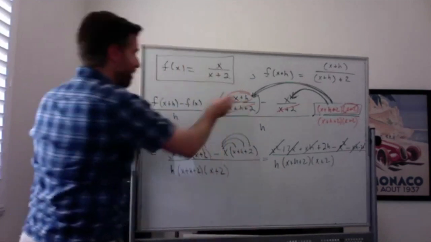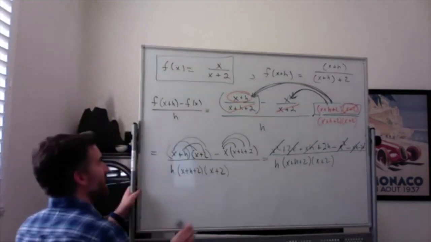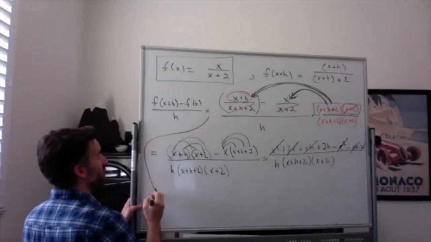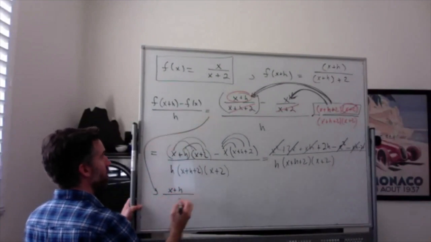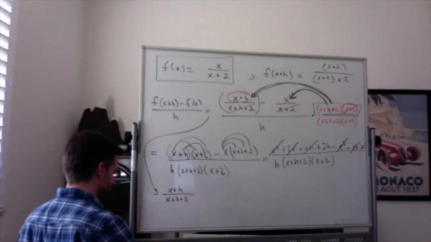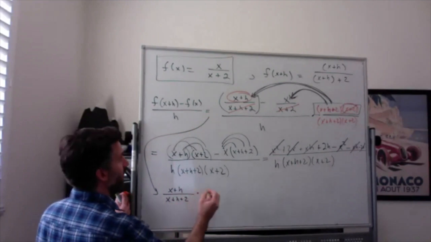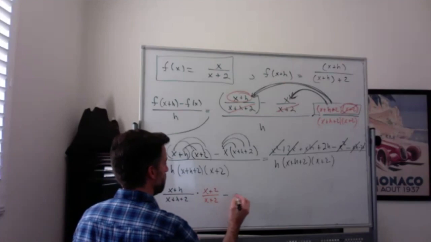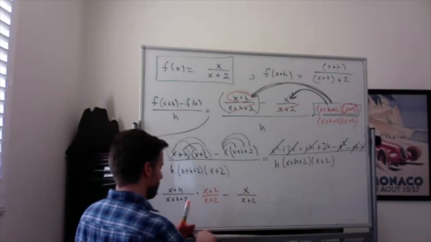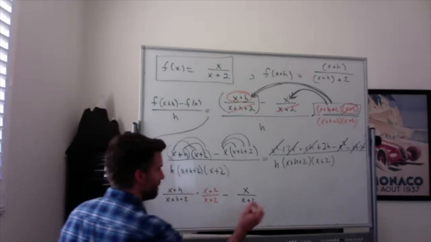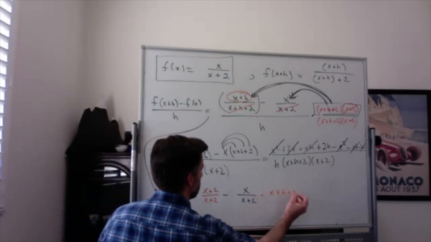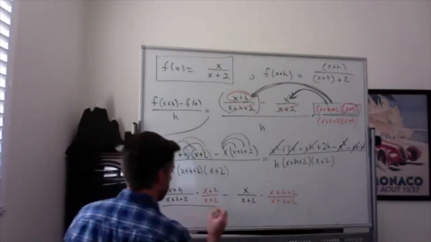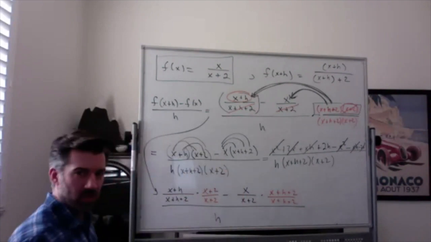So another way we could have gone, which is going to look kind of gross, is by multiplying each thing by the thing we need to get a common denominator. Meaning, I could write this as (x plus h) over (x plus h plus 2) times (x plus 2) over (x plus 2), and then minus x over (x plus 2) times (x plus h plus 2) over (x plus h plus 2), all over h, which is a big old mess.